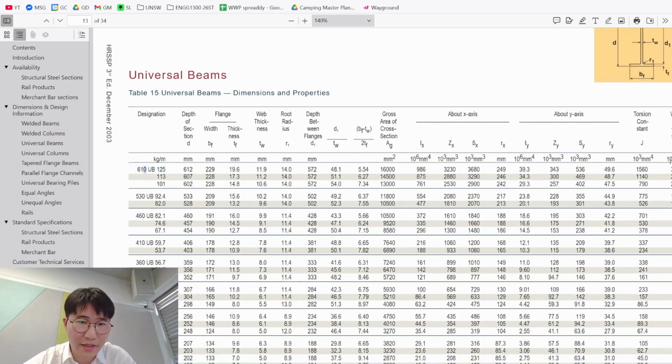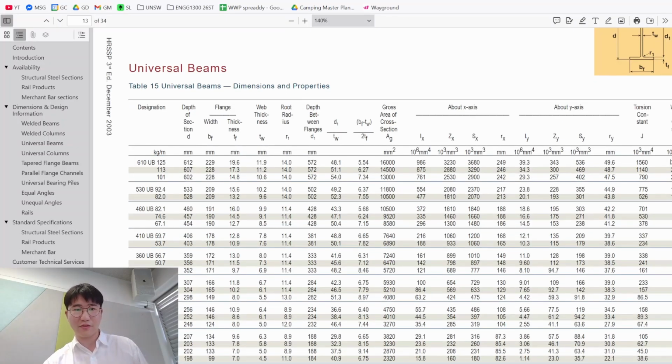So the first thing is its depth, right? Let me see if I can find the row. Oh, here we go. Depth of section, right? So it's going to hover around 610. It's just a description of how deep the beam is. And then 125 is how heavy it is per linear meter. Okay. And then as you move down the page, you get to the next set of beam depths, which hovers around 530, and then 460, etc.